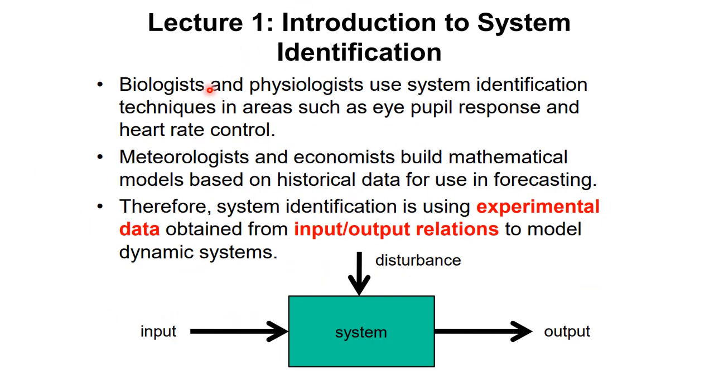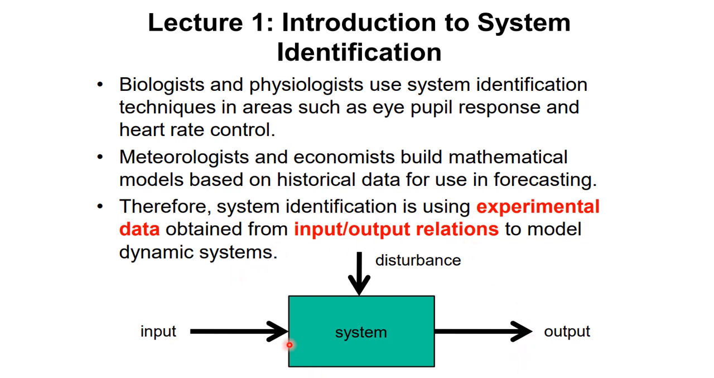Other than engineering, biologists and psychologists use system identification techniques in areas such as eye-pupil response and heart rate control. Meteorologists and economists build mathematical models from historical data for use in forecasting. Therefore, system identification uses experimental data obtained from the input-output relation to model a dynamic system.